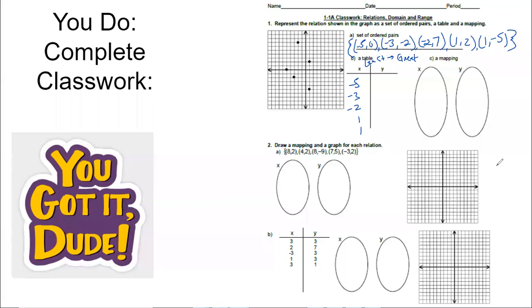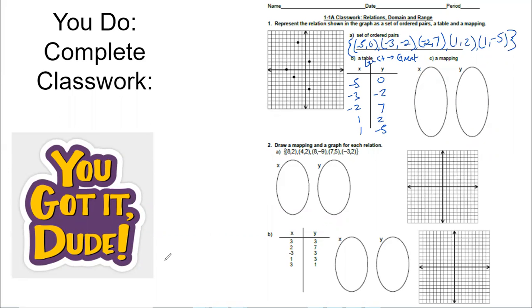Okay, so then I'm going to now write their outputs. So -5's output is 0. -3's output is -2. -2's output is 7. 1 has 2 outputs, at 2 and at -5. Yeah? Okay. All right, so we've now done graph, ordered pairs, table.